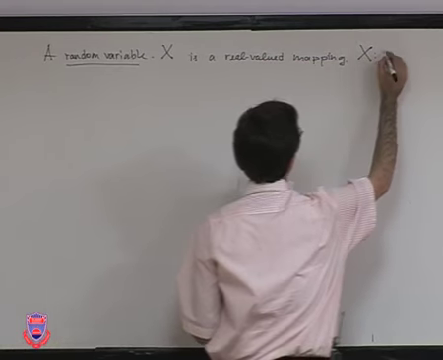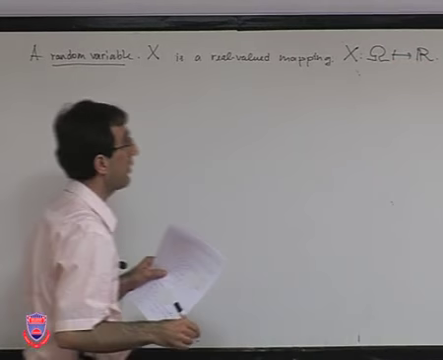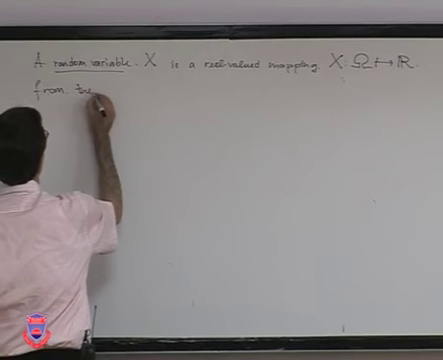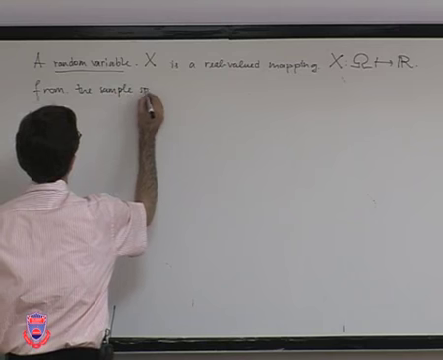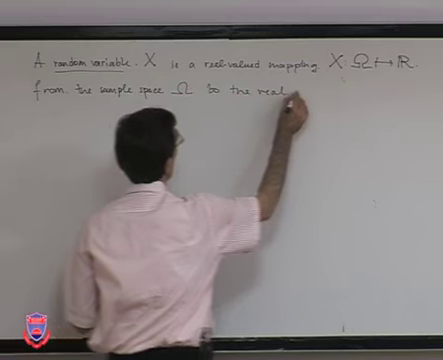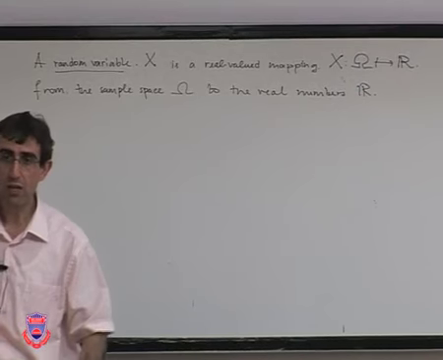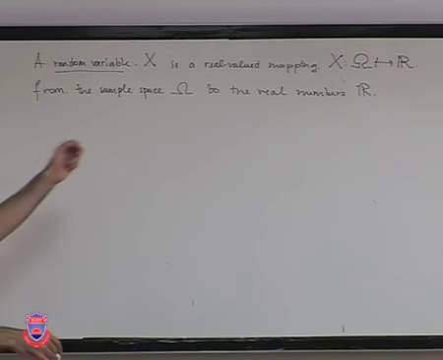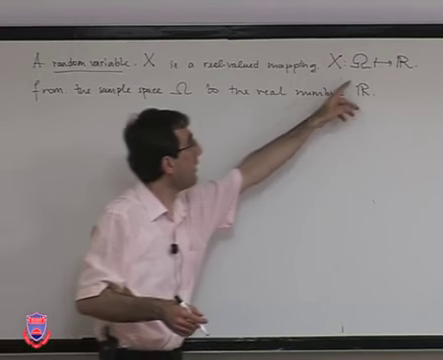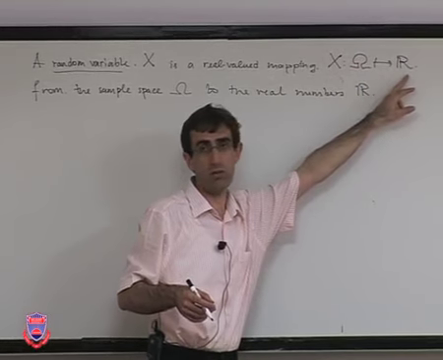So let me repeat it again and emphasize what the statement is actually telling us. From the sample space, which is omega, to the real numbers. So the name random variable is a little misleading. It is not a variable, actually. It is not just a number that you fix and that's all. For every different realization, X may take a different value, right?